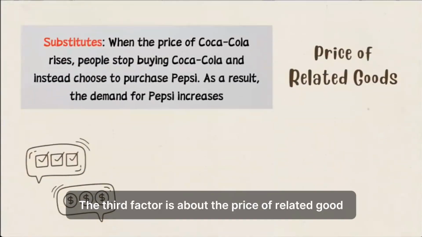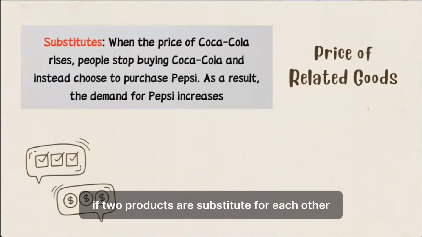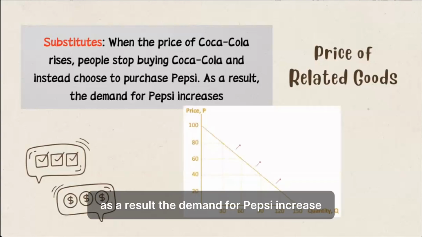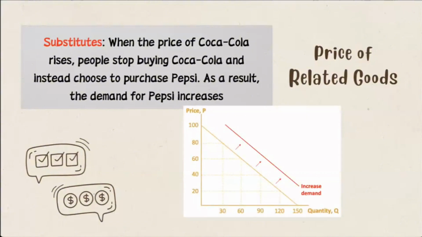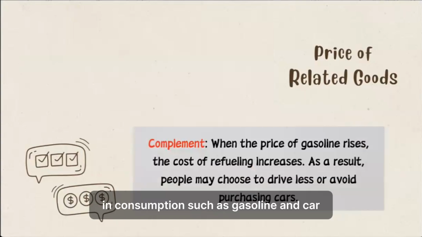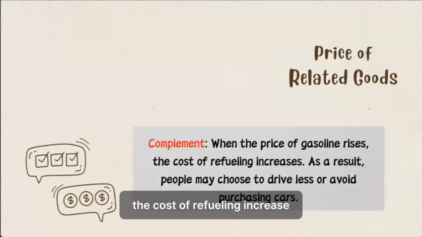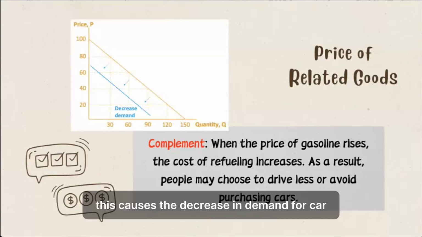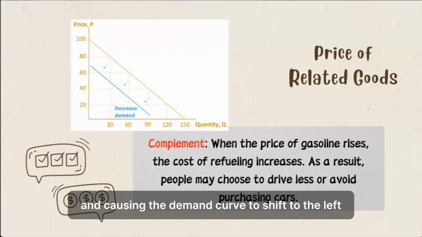The third factor is the price of related goods. If two products are substitutes for each other in consumption, such as Coca-Cola and Pepsi, when the price of Coca-Cola rises, people stop buying Coca-Cola and instead choose to purchase Pepsi. As a result, the demand for Pepsi increases, causing Pepsi's demand to shift to the right. If two products are complementary to each other in consumption, such as gasoline and cars, when the price of gasoline rises, the cost of refueling increases. As a result, people may choose to drive less or avoid purchasing a car. This causes a decrease in demand for cars and causes the demand curve to shift to the left.